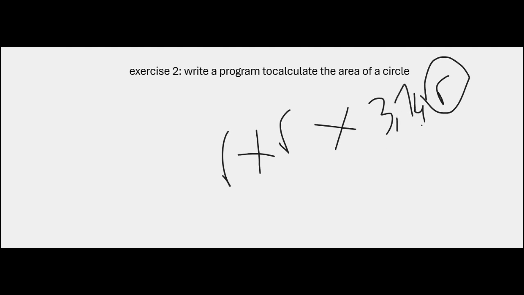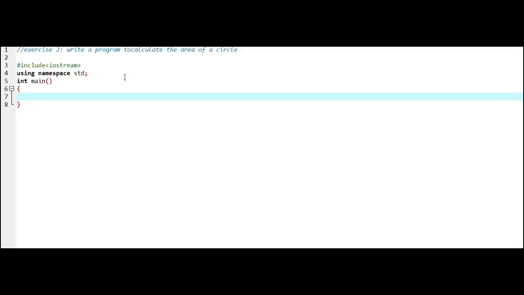and later I need to calculate the area of the circle using the formula radius times radius times pi. It's 3.14. And finally I need to tell the computer to display the value of the area on the screen using the cout. Now let's go write the code.